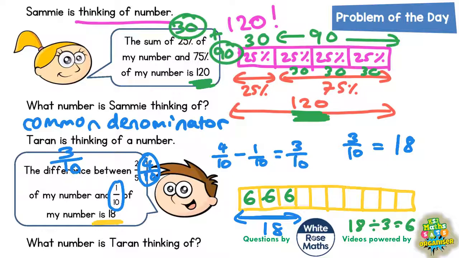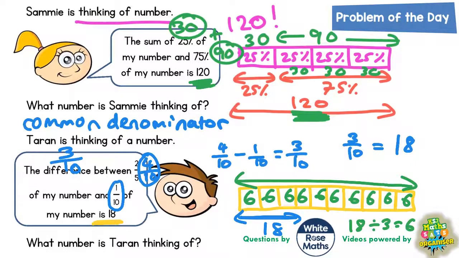But don't forget that if each piece is worth 6 for the first 3 pieces, all the pieces are worth 6. So 6, 6, 6, 6, 6, 6, 6. And the number that Taryn is thinking of is all of the 6s put together. Now we've got 10 6s there, so all of the 6s put together is basically going to be 6 multiplied by 10, which is 60. So the number Taryn must be thinking of is 60. Final answer, 60.